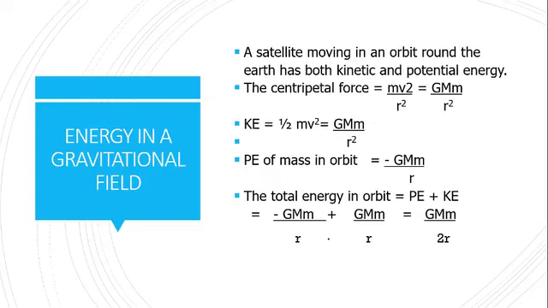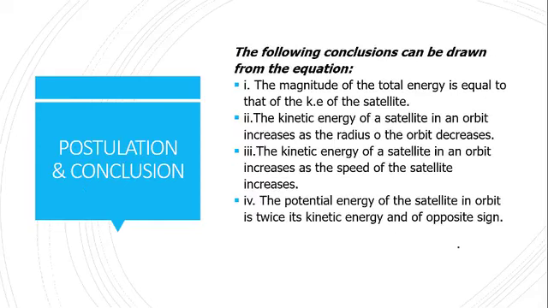Also, if a body is moving in an orbit round the Earth, it has both potential and kinetic energy. The centripetal force can be calculated using mv squared over r or GMm over r squared as well. We can also use this to calculate the kinetic energy of a body in a gravitational field or its potential energy in an orbit. And the total energy will have to be the potential energy plus the kinetic energy, which will give us the total energy in the system.